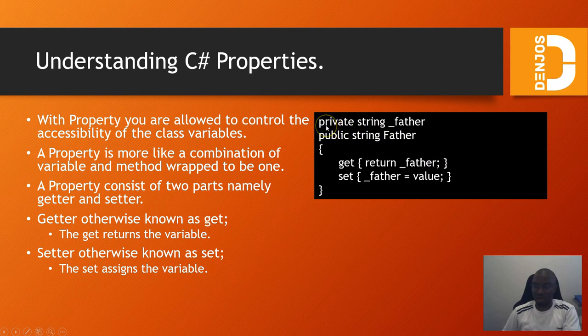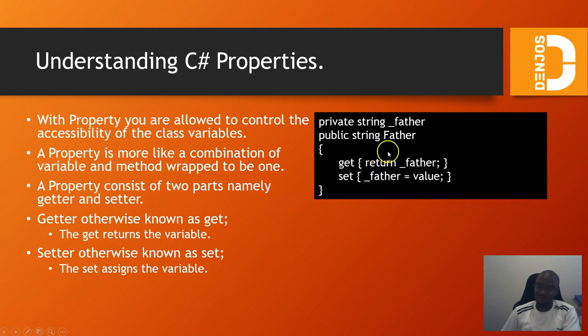A perfect example of that will look like this, where you have the private string father, public string father, and then the getter that I said is that one, returns father, which is the variable that we declared formally at the top, and then the setter is father equals value. So every property has a value in between that you use to set the local variable inside it.